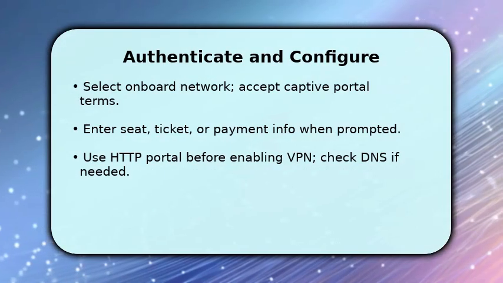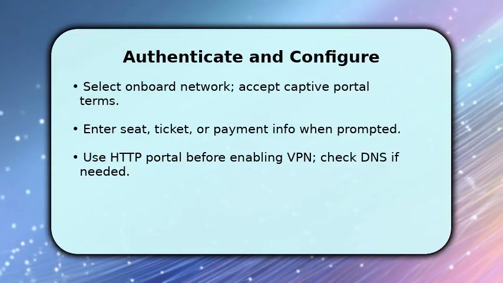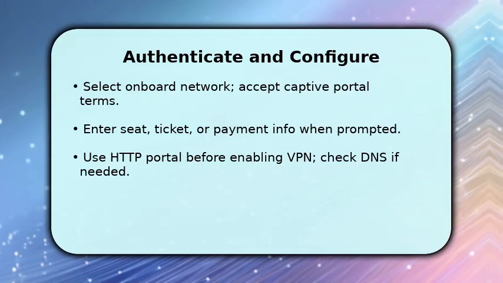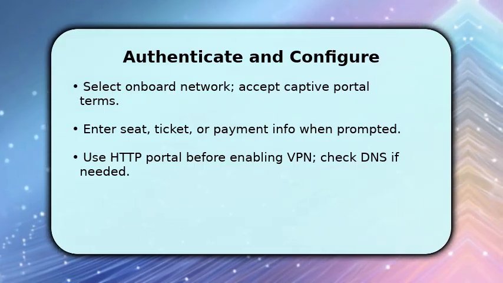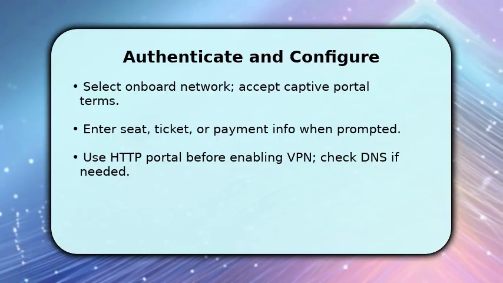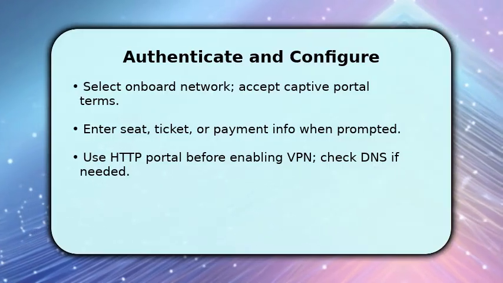Once connected to the airplane's Wi-Fi SSID, open your browser to trigger the captive portal. This is where authentication happens. You'll often accept terms, enter seat number, frequent flyer info, or complete a purchase. If sign-in stalls, clear browser cache or try a different browser app.